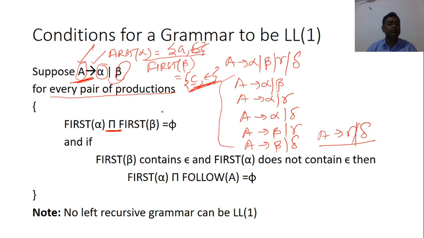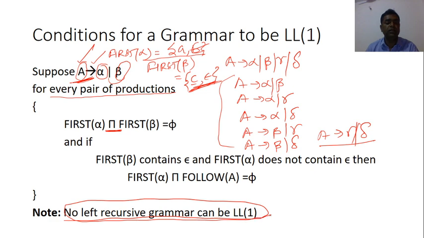Is that clear? Now, no left recursive grammar can be LL1. Remember that. If the grammar is left recursive, then the grammar cannot be LL1.